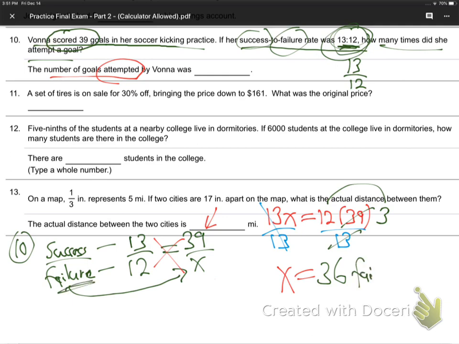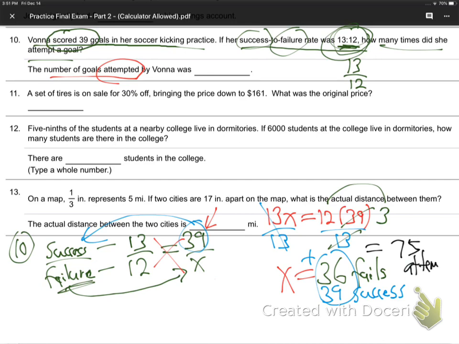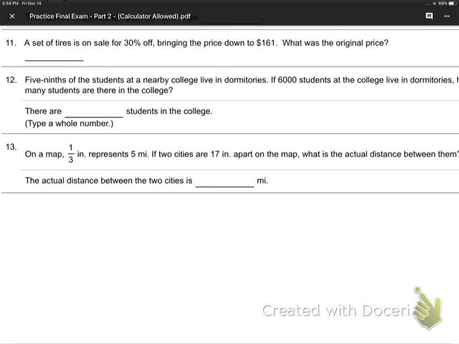So that means 36 is what? Fail. That's her fails. She kicked and it didn't go in 36 times. And we know that she had 39 successes. So if you add the 39 successes and 36 failures up, that equals 75 attempts. Number attempted, 75. Okay, so number 11 here.